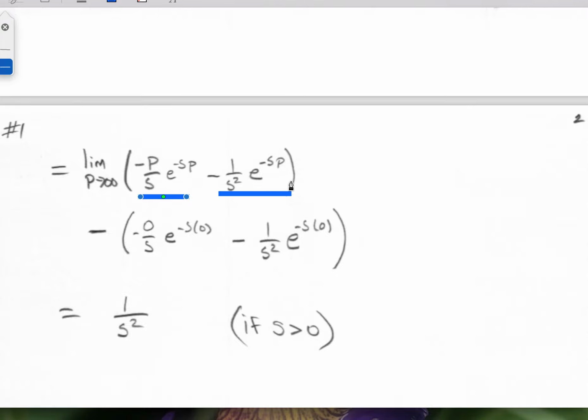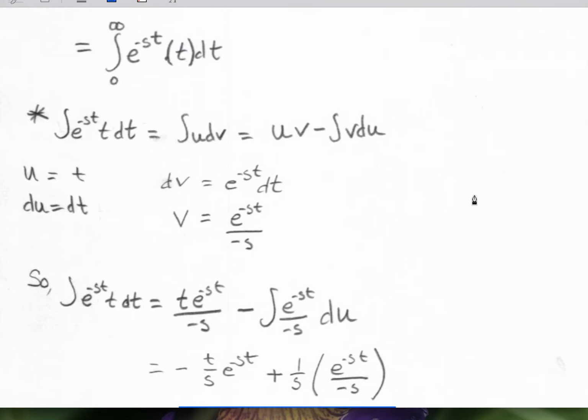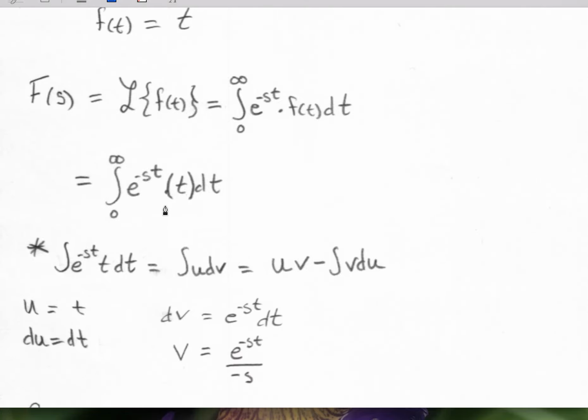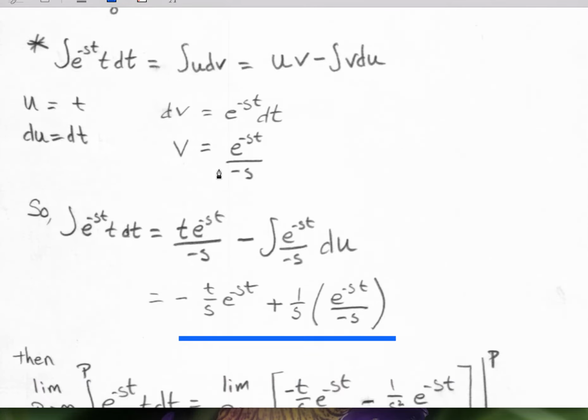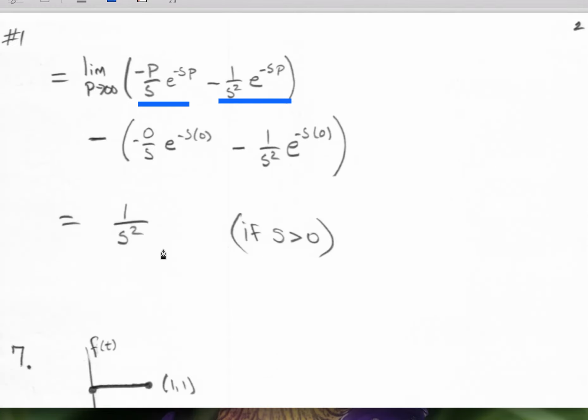If s was smaller than 0 or negative, then I would have e to the positive things, and this limit wouldn't work out. So here's the thing. This function f of t equals t, which has a constant rate of change, takes a lot of work to apply a Laplace transform to, but we were able to accomplish it, and when we did, we saw that the Laplace transform is 1 over s squared.